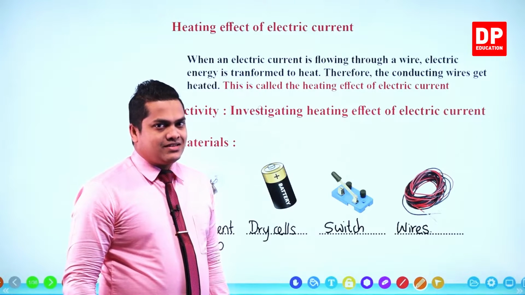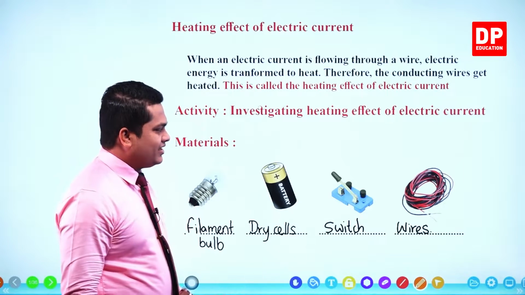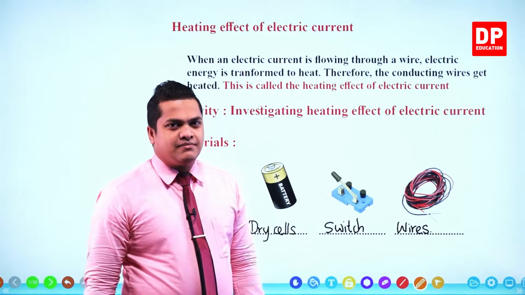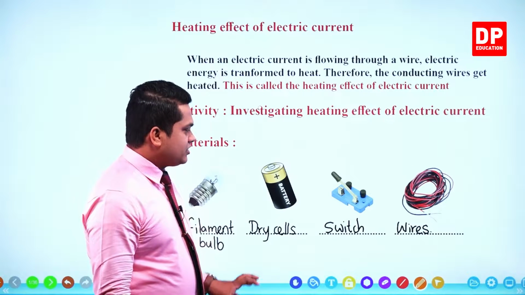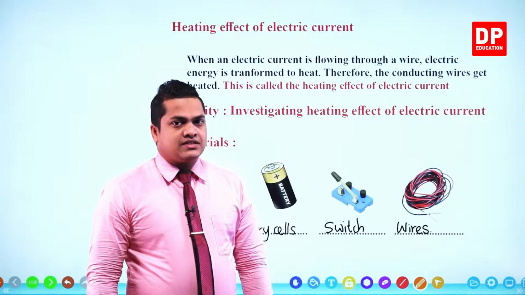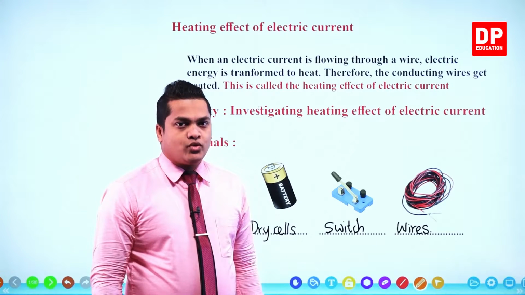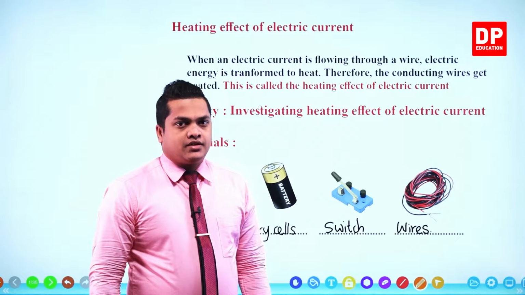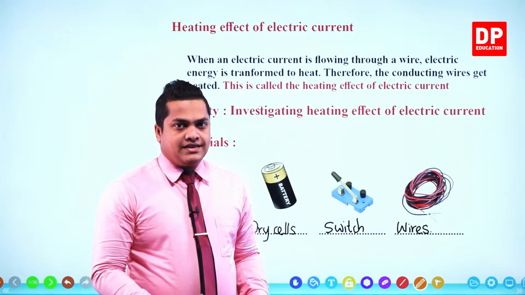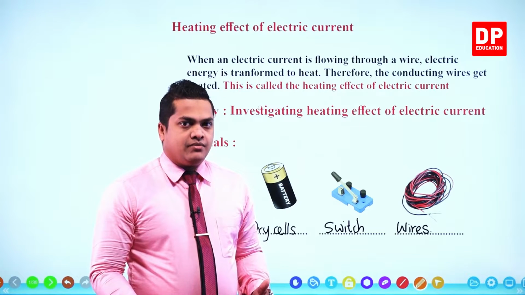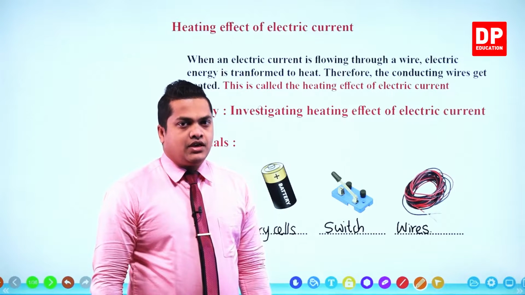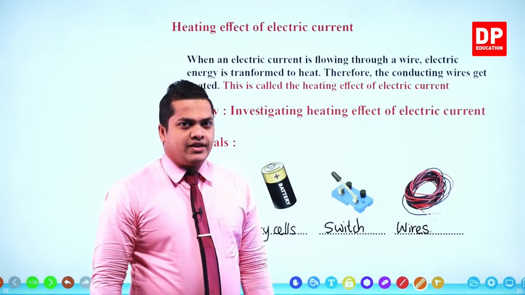This experiment is really simple. You just need to connect these materials so that the bulb would light up. Through the switch, connect the two terminals of the filament bulb to the dry cells. Then leave it for some time, then touch and see what happens. If heat is getting emitted from the light bulb, definitely you can feel a warmth on the glassy surface of the filament bulb. So it's really simple, my dear children.